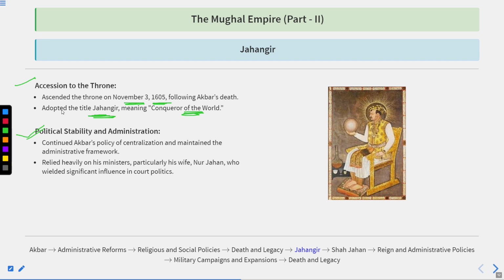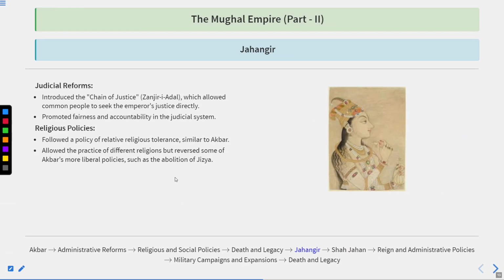So now let's understand some political stability and administration of Jahangir. He continued his father Akbar's policy of centralization and maintained the administrative framework. He relied heavily on his minister, particularly his wife Noor Jahan, who wielded significant influence in court politics. His wife's name was Noor Jahan, also known as Mehrunisa, who belonged to Afghanistan, and who was the wife of Jahangir's minister Ali Quli Beg. After the death of that minister, Jahangir married Noor Jahan or Mehrunisa.